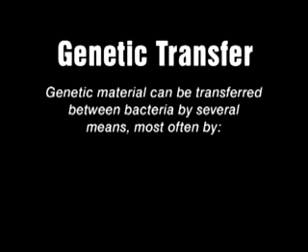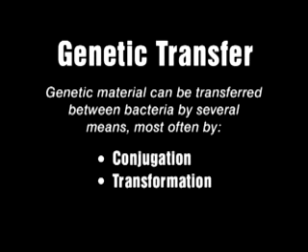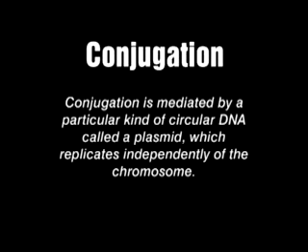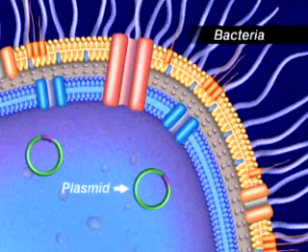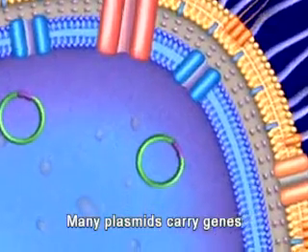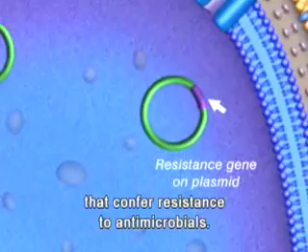Genetic transfer. Genetic material can be transferred between bacteria by several means, most often by conjugation, transformation, and transduction. Conjugation. Conjugation is mediated by a particular kind of circular DNA called a plasmid, which replicates independently of the chromosome. Many plasmids carry genes that confer resistance to antimicrobials.